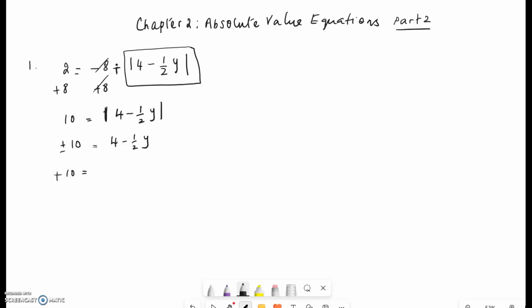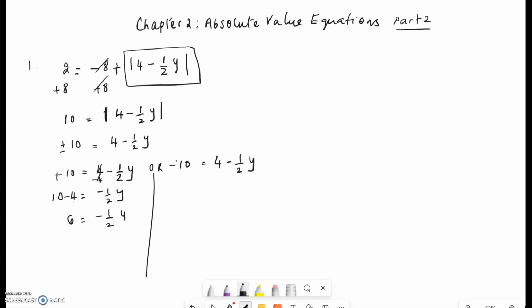Plus 10 is equal to 4 minus half y, or the other option is negative 10 equals 4 minus half y. So we solve each equation to get the two values of y. We are solving for y. So 10 minus 4 is equal to 4 minus 4, which is 0. We are getting rid of the 4. And we are left with negative half y. 10 minus 4 is equal to 6 equals negative half y.